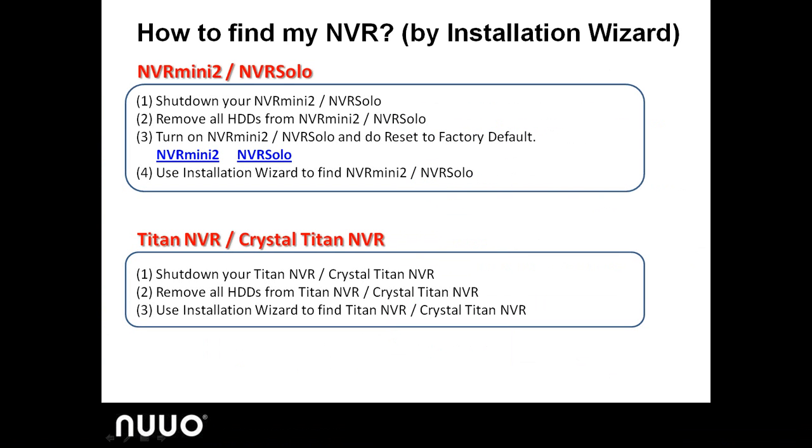If the Windows Firewall has been turned off but you still cannot find the NVR, you may follow these steps. For example, for the NVR Mini 2, first, please shut down your NVR Mini 2, and then remove all hard drives from it, because sometimes a broken hard drive will cause the NVR to not boot normally. Third, turn on the NVR Mini 2 and reset it to factory default, and then use the installation wizard to try to find the NVR Mini 2 again.